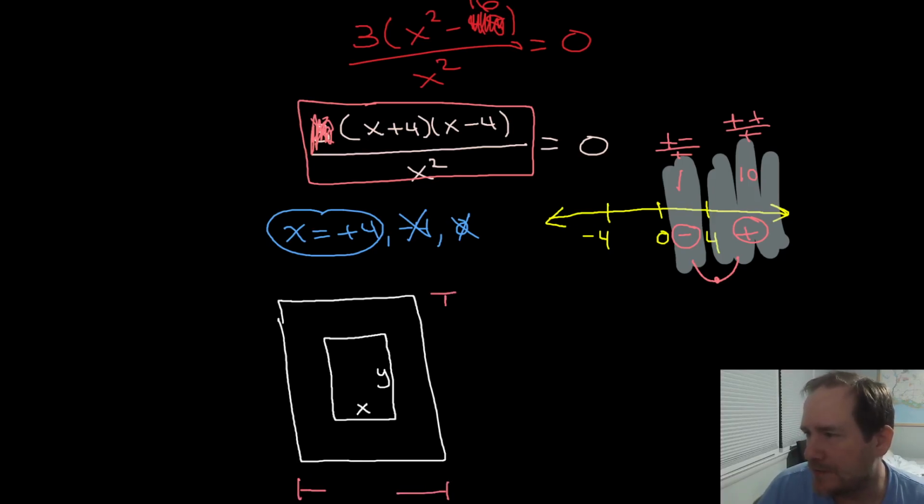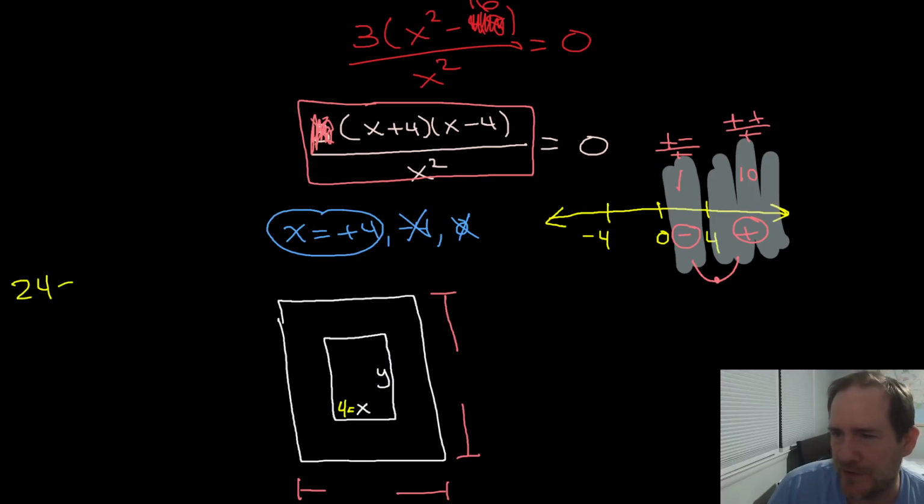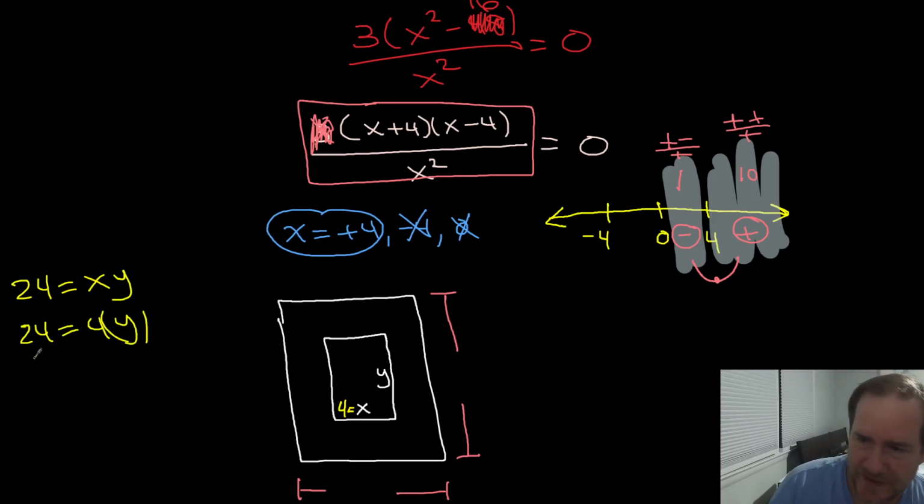So let's walk through this now. What do we know? We just found out that x is 4. Great. Well, if x is 4, what's y? Remember the printable area was supposed to be 24. So if x times y is 24, and x is 4, then y is 24 divided by 4, so y is 6.